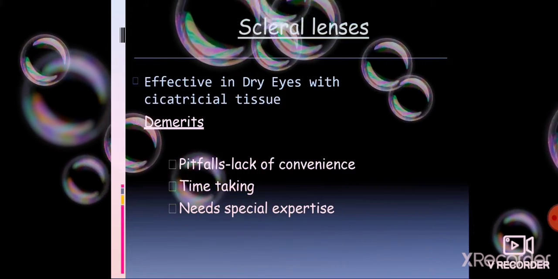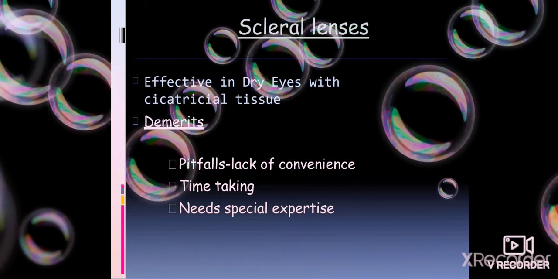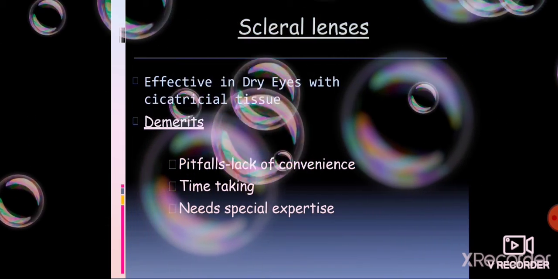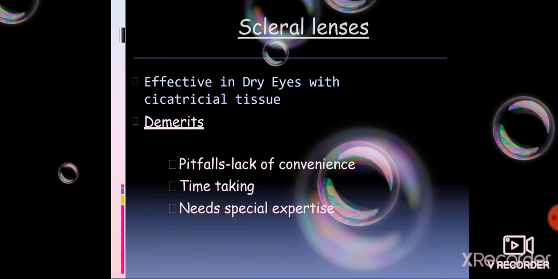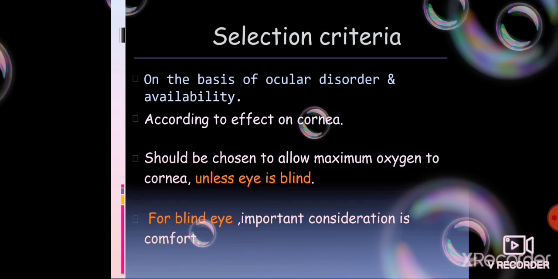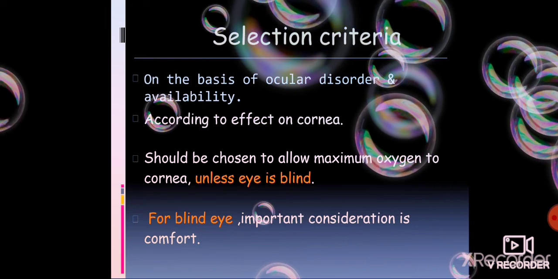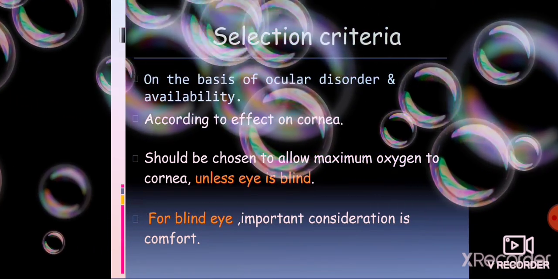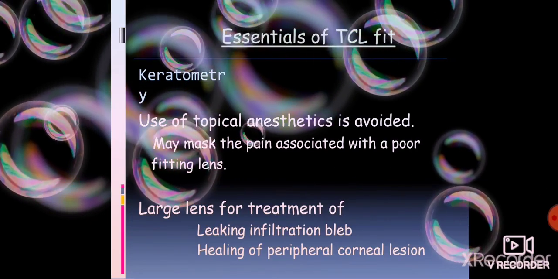Scleral lenses are also available as a bandage or therapeutic contact lens. They are mainly effective in Stevens-Johnson syndrome and dry eyes. The demerit, or pitfall, is the lack of convenience. It takes time to put the lens directly into the eye and needs special expertise. Selection criteria are based on the ocular disorder and availability. According to the effect on the cornea, the lens should be chosen to allow maximum oxygen to the cornea, unless the eye is blind. For a blind eye, other considerations are important.